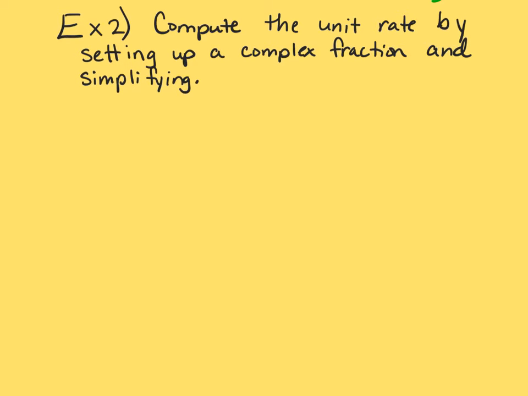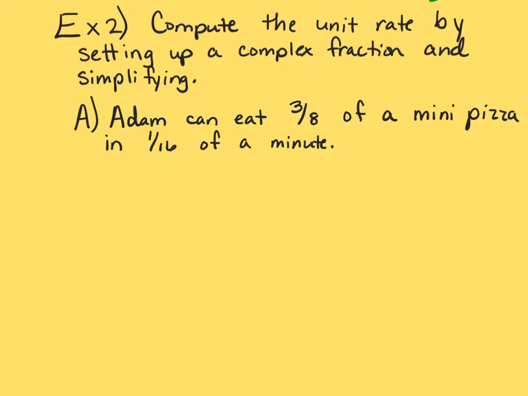Example 2, we're going to compute the unit rate by setting up a complex fraction and then simplifying. These will be little word problem scenarios. A part, Adam can eat 3/8 of a mini pizza in 1/16 of a minute. So we're going to set up a unit rate. Let's start by thinking of what our rate could compare. I would say it'd be the amount of pizza he eats per minute. So we're going to say the amount of pizza divided by the number of minutes.